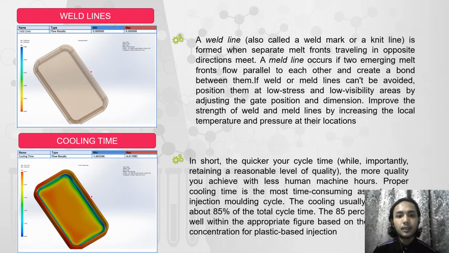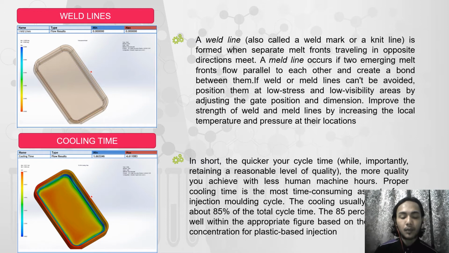Okay, for the weld line, also called a weld mark or a meld line, it is formed when separate melt fronts traveling in opposite directions meet. A melt line occurs if two emerging melt fronts flow parallel to each other and create a bond between them. If weld or melt lines cannot be avoided, position them at low stress and low visibility areas by adjusting the gate position and dimension.